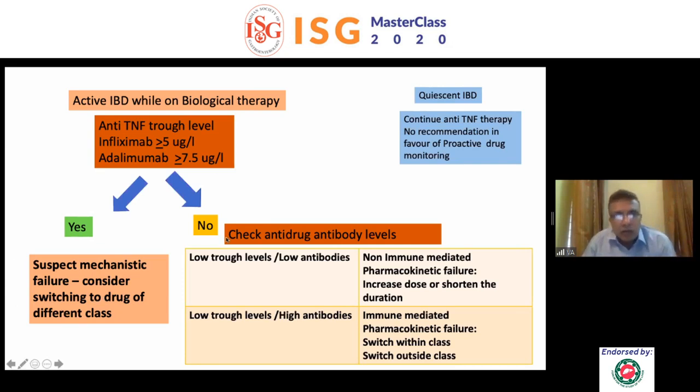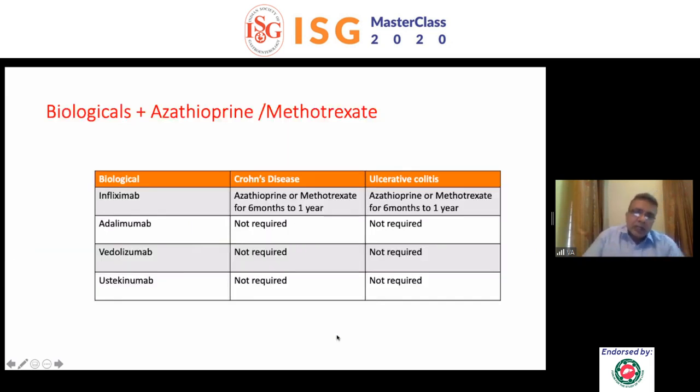If the trough levels are low, then to decrease the immunogenicity, you would also like to give combination therapy whenever you're giving biologics. But remember, that is true mainly for infliximab. You may give azathioprine or methotrexate for 6 months to 1 year. That may decrease the immunogenicity. Gradually, data has come up that with adalimumab, even by adding azathioprine, the immunogenicity does not decrease, so it does not really help. With vedolizumab and ustekinumab, the immunogenicity, as it is, is low, so it is not required.